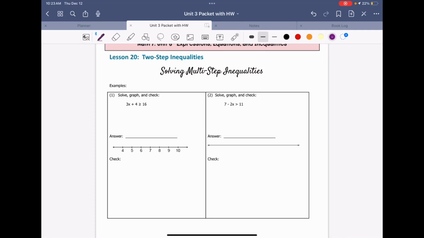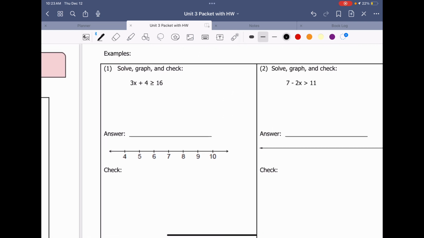Right, we're on lesson 20, which is starting two-step inequalities now. So same thing with how we did equations. We did our one-step equations first and then moved into multi-step. So that's what we're doing now. We're going to put the things that we've been practicing the last two lessons together. So let's take a look at what we have.